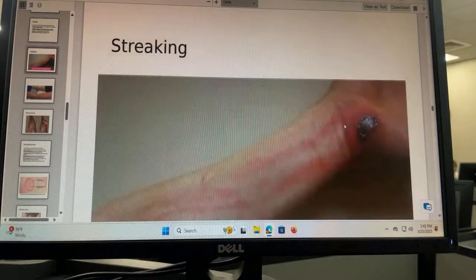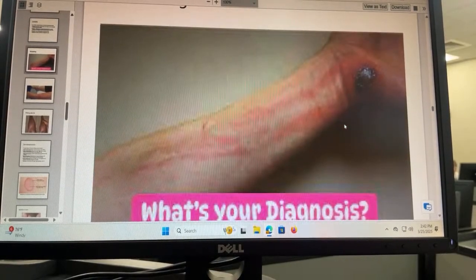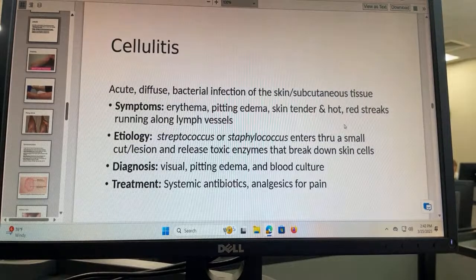If you see streaking, which is kind of a blurry picture, but it's the best one I could find, you can see the source of the infection is that black ulcer, but then there's red streaking all the way up the arm. That means the infection has gotten into the lymph vessels and it's causing inflammation as it goes through the vessels. Okay, so that's called streaking.